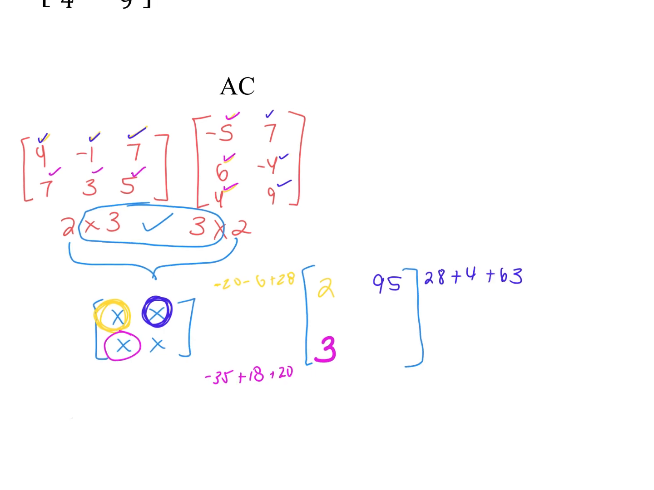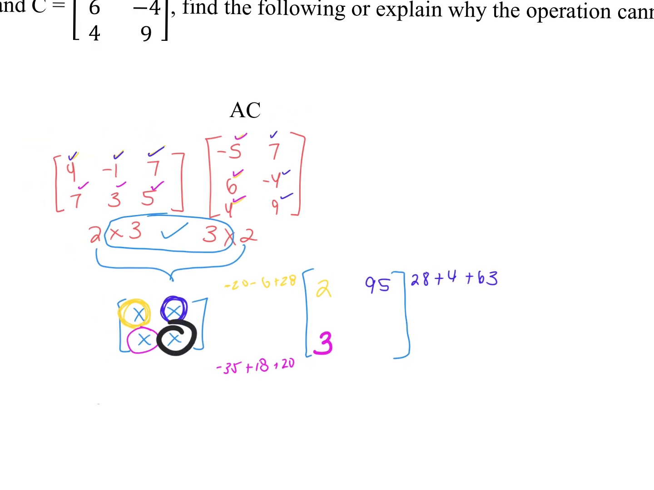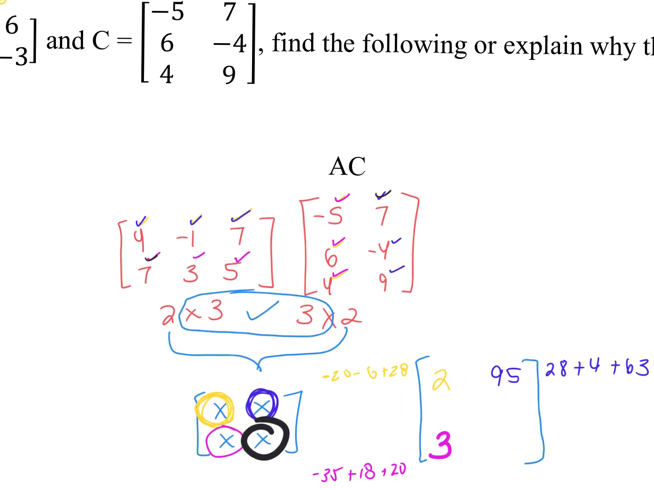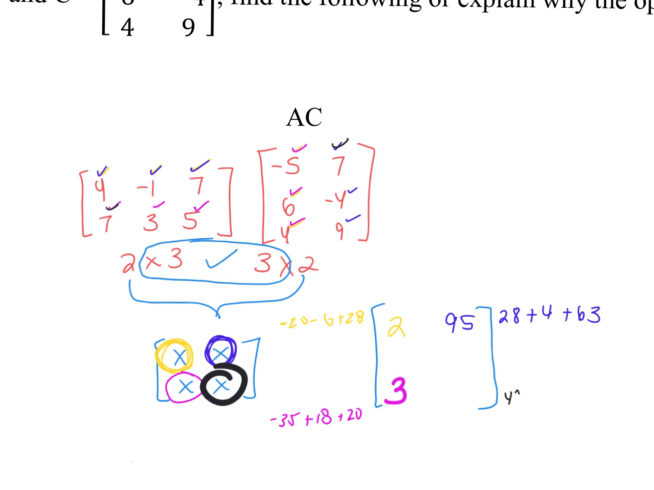And then lastly, let's do black. Second row, second column. So I have 7 times 7 is 49. Second times second, 3 times negative 4 is negative 12. And then 5 and 9 is 45. So 49 minus 12 plus 45 is 82. Okay, so there's your answer.